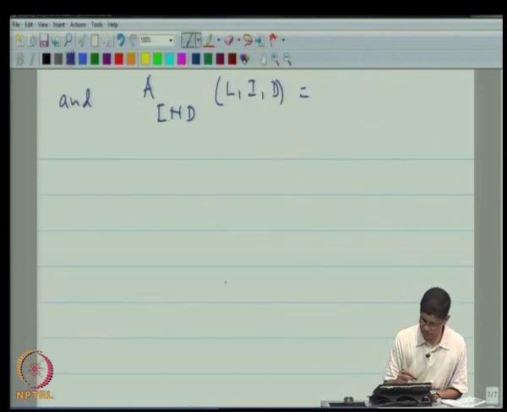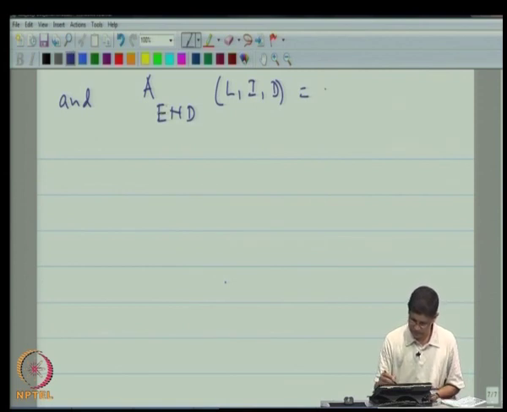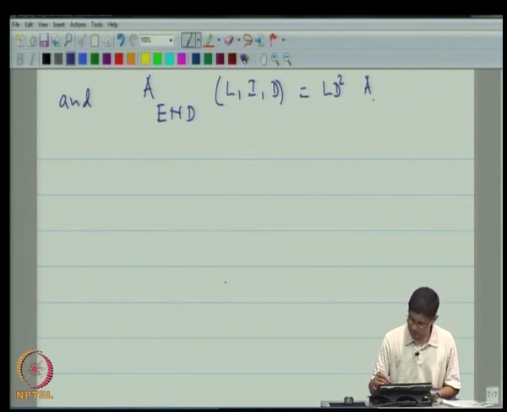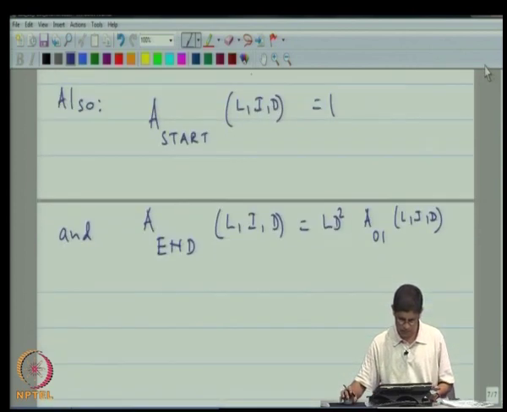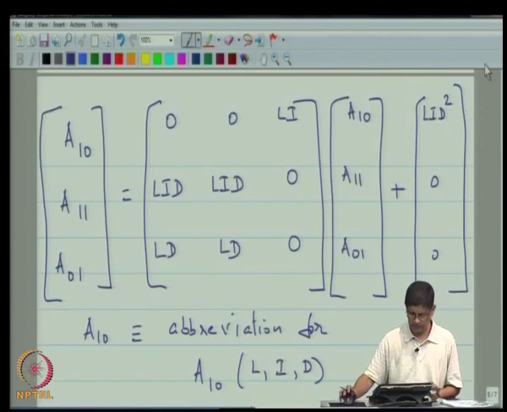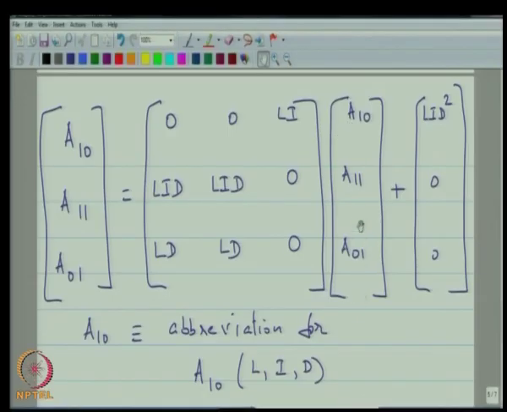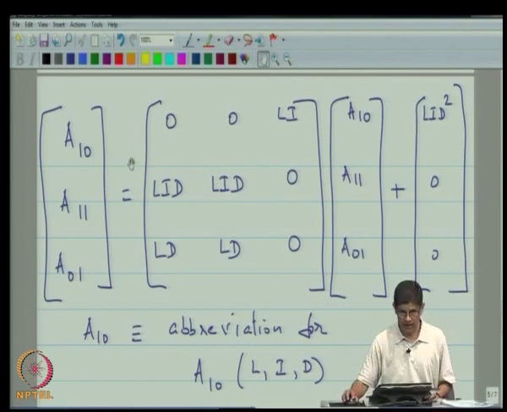So, A end LID is equal to LD squared times A01 times LID. Now, if you look at this equation, this is very much like a system of linear equations, because what you can do here is bring all the unknowns to one side, and then you have a matrix times this vector is equal to this.